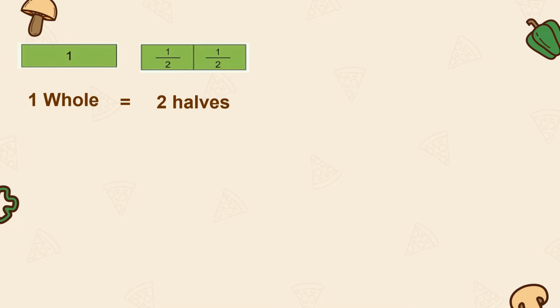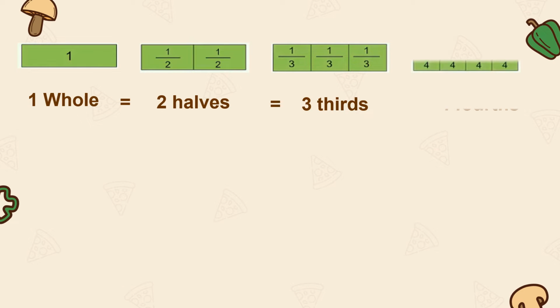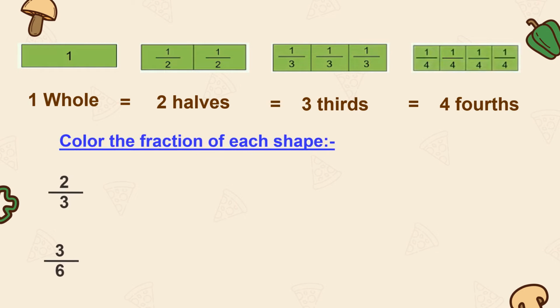As we said before, if we have one whole, one complete part, then we divide it into two equal parts, so we have now two halves. And if we divide one whole again into three equal parts, we have now 3/3. So again, if we divide one whole into four equal parts, we have now 4/4.